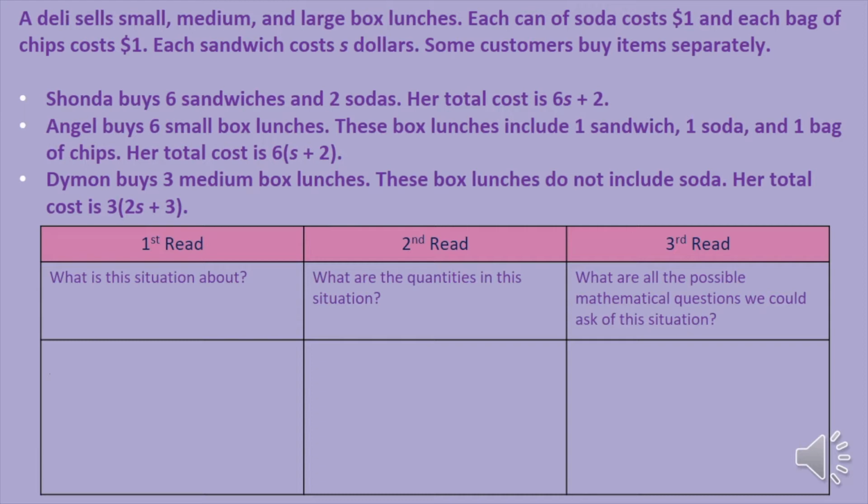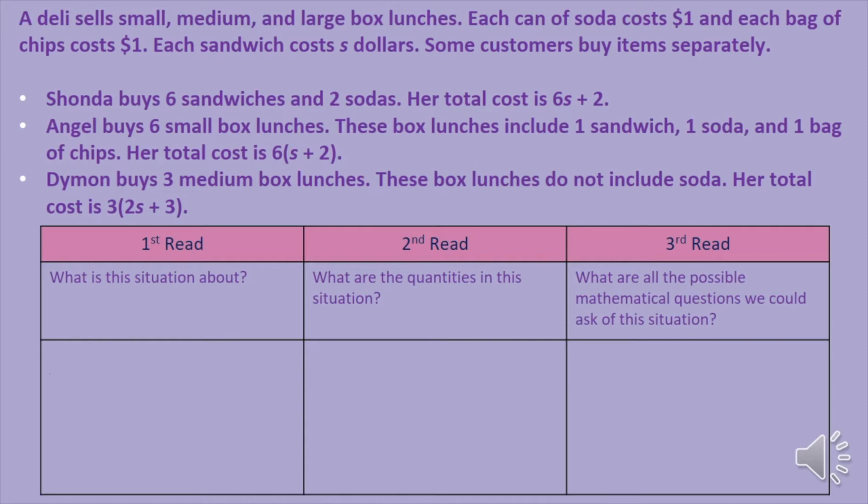A deli sells small, medium, and large box lunches. Each can of soda costs $1, and each bag of chips costs $1. Each sandwich costs S dollars. Some customers buy items separately. Shonda buys 6 sandwiches and 2 sodas. Her total cost is 6S plus 2.